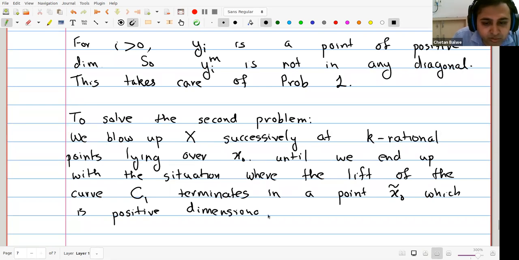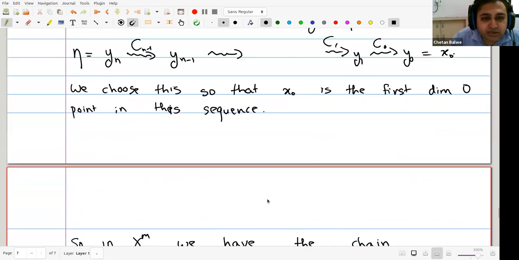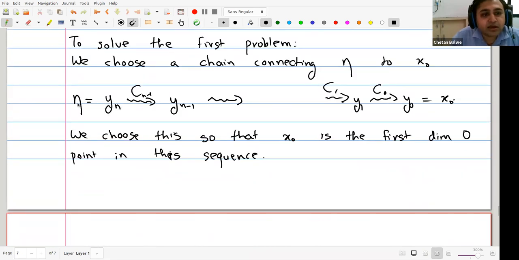This is something I will not prove in explicit detail, because it's something that is believable. See what is happening here is that this is the generic point, and then I am using a rational curve to connect it to another point, and then going from that to another point and so on until I end up with a k-rational point. My assumption is that all these points up to y1 are positive dimensional. So when I take a rational curve connecting y1 to y0, you can think of this as a family of rational curves parameterized by whatever y1 is a generic point of. So this rational curve really represents a bunch of rational curves which are coming together at this k rational point.